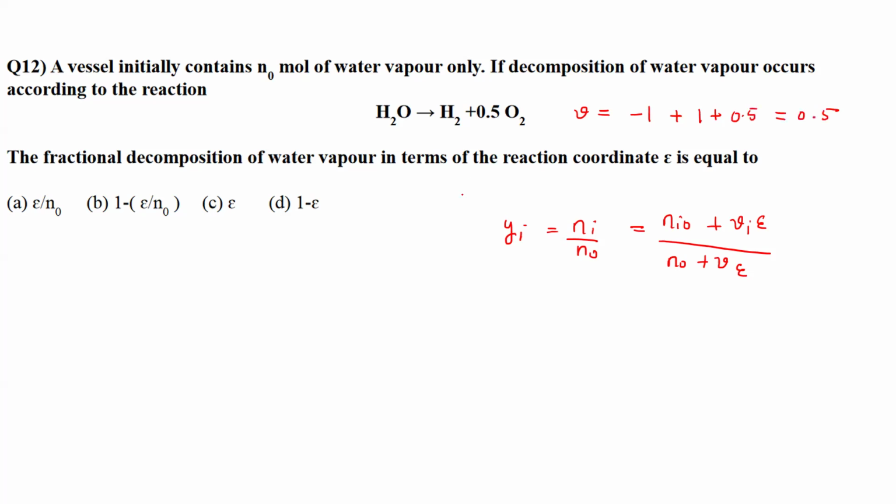So for H2O, yH2O, if I write here, initially there were n naught moles, right? So n naught minus nH2O. At some time, what will be H2O? It will be n naught minus epsilon. Minus 1 stoichiometric coefficient is there, right? That's why.